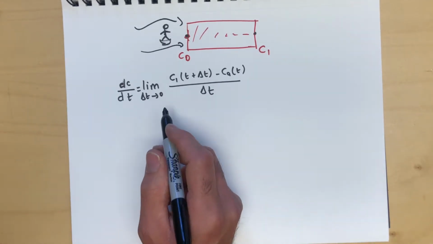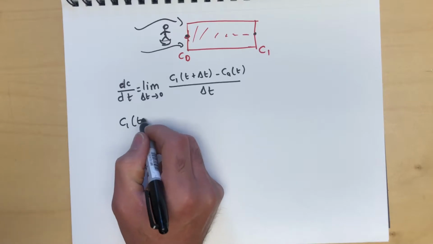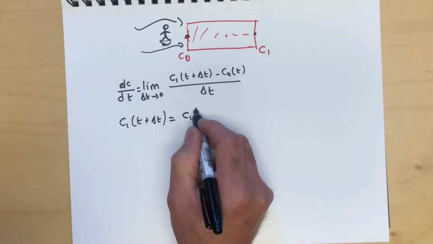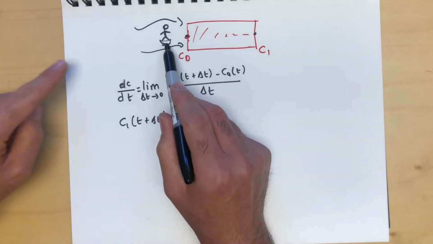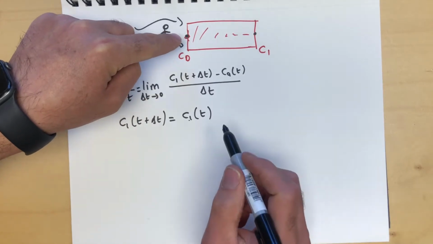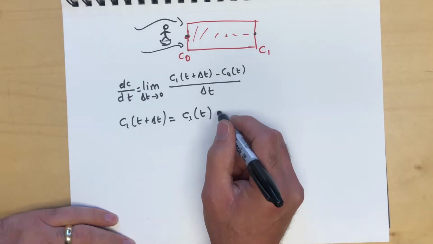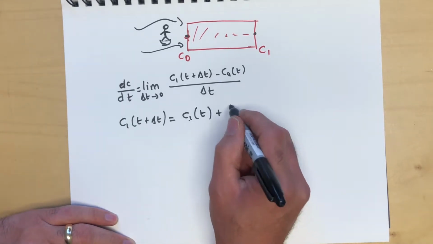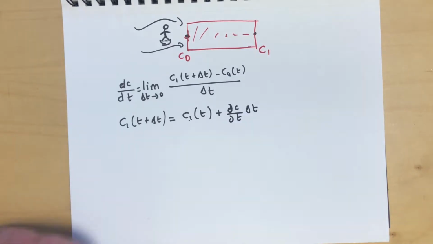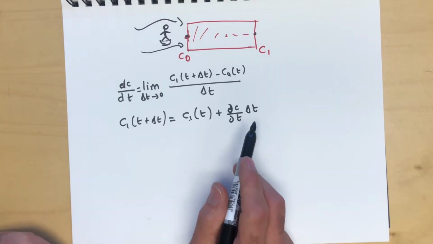Okay, so now we have to think about what is C1 at t plus delta t. It is actually equal to C1 at t. So at time t, once the observer arrived at C0, C1 had a concentration called C1 at t. But then once they approached C1, that concentration changed by how much? It changed by del C by del t times delta t. That's by how much it changed, okay? That's the first order, all right?